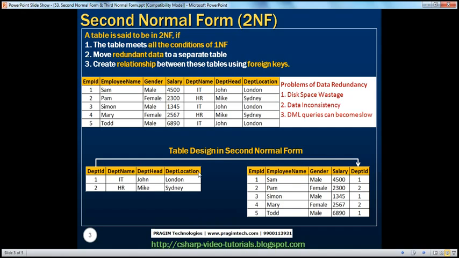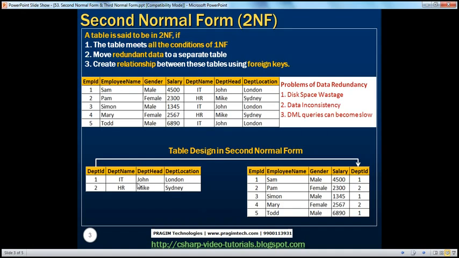So we've broken this table into two, moving the redundant data into the departments table and establishing the relationship between TBL employee and TBL department using this foreign key department ID. Now this table design is in second normal form. Obviously we don't have disk space wastage, we are only storing 2 rows, and your data will not be inconsistent anymore, because if you change the department head name, you have to do that in this table. You either do it or you don't. It's not a matter of updating a few rows and not updating the others.